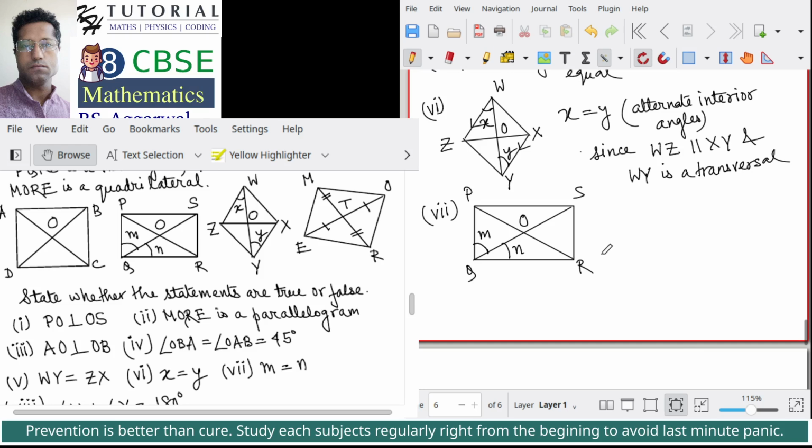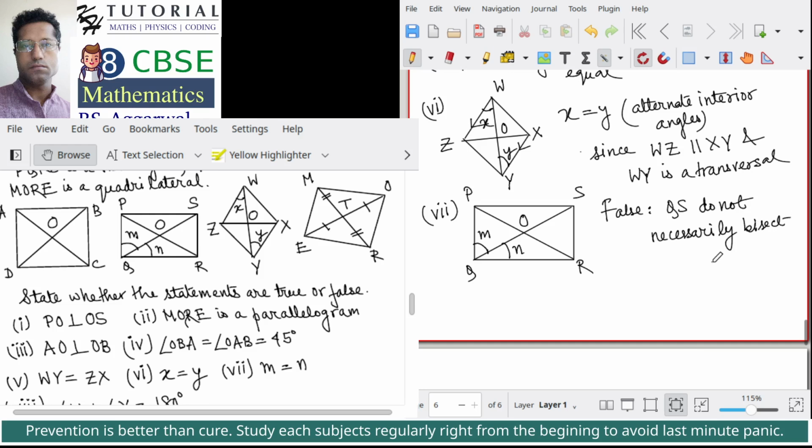So if PQRS is the rectangle, definitely QS will bisect the angle. In a rectangle, the diagonals, one second, no. In a rectangle, the diagonals do not bisect the angles. So this will be false, as QS does not necessarily bisect.